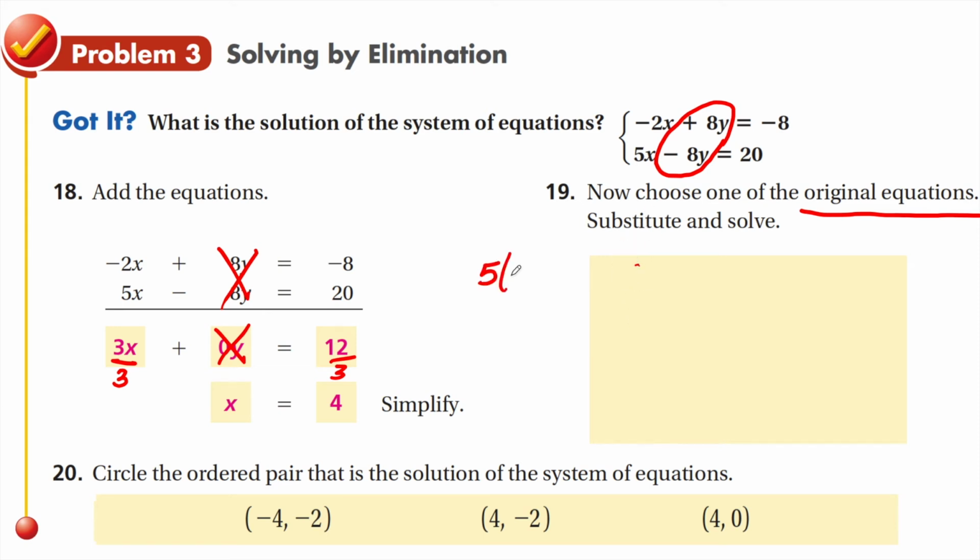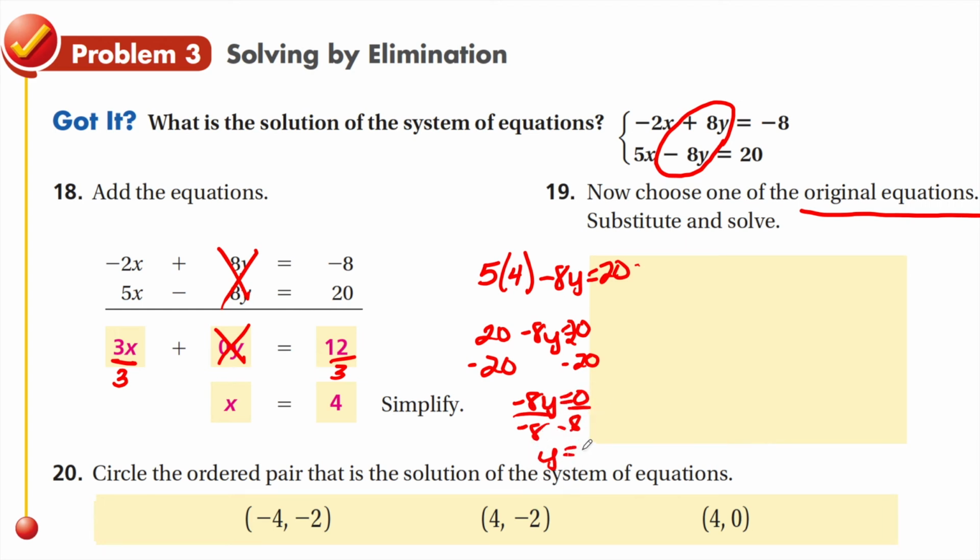So I'll get a 5 times 4 minus 8y is going to equal a 20. I then get 20 minus 8y equals 20. I'm going to subtract 20 from both sides, and you'll get a negative 8y is going to equal 0. Divide both sides by negative 8, and you'll find that y is going to equal 0. Now, as you can see in the bottom portion, we do have a point for 0, which is going to be given right there. So this is going to be the correct answer.